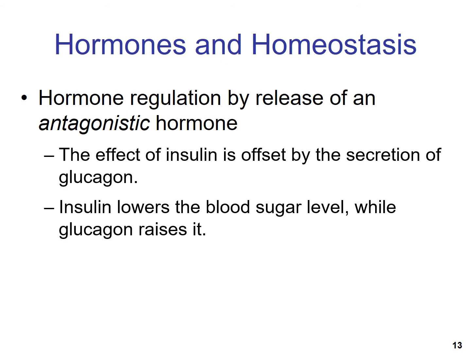So let's say that you have maybe produced a little bit too much insulin and you're starting to get a little bit low on blood glucose. At this point, when your blood glucose gets too low, you're going to produce glucagon. The pancreas is going to produce glucagon and raise that blood glucose level back up.